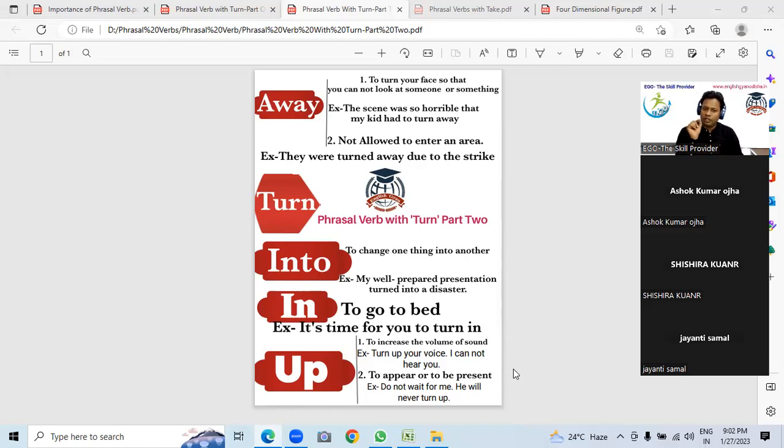So whether it is turn up your voice or he'll not turn up, turn up can be used in different ways also. That is the power of phrasal verbs. Phrasal verbs are very common. Look, you never use this kind of phrasal verbs. I've never found them in your spoken English most of the time. You never use them. I don't know why, but you are supposed to use them.